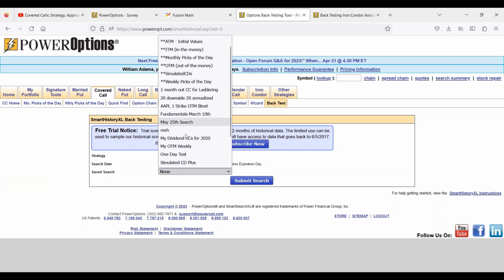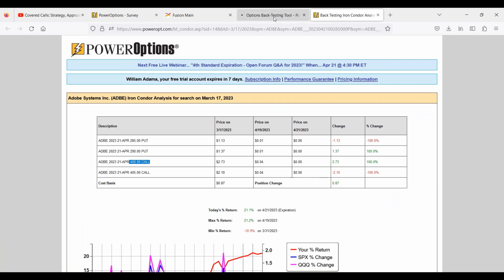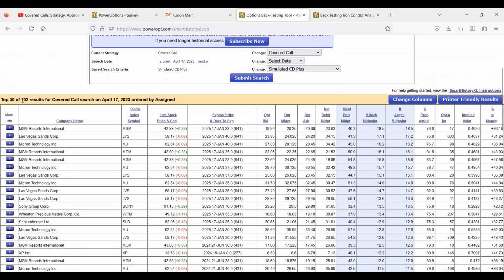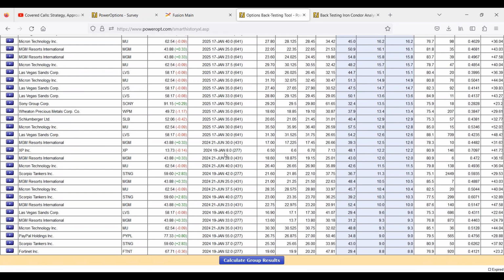And I'm going to go to simulated CD plus. Again, I apologize. It's going to take some time to go through as the API is interacting with the tables to upload the historical data from today. There we go. All right, so there were 102 total results that matched that criteria on Monday. And yes, a lot of them are 641 days out in time. Some of them are 277.